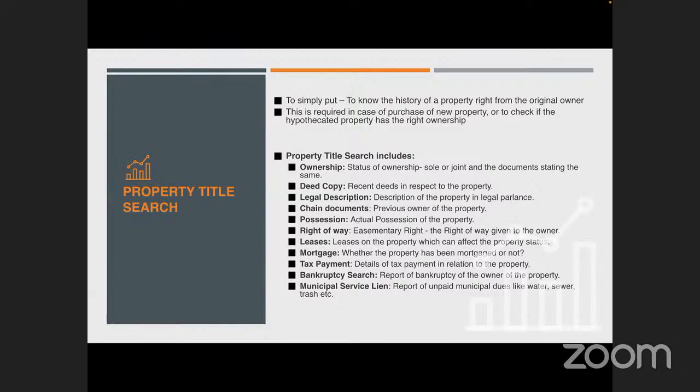And is there any bankruptcy? Is that particular property under any bankruptcy or any charges on it, that you need to understand. And municipal service lien. There are times when you don't pay the municipal taxes, and the municipality will put a lien on your property just to recover all its dues like water, sewage, and any other trash facility it will be providing. So is there any municipal lien or not?